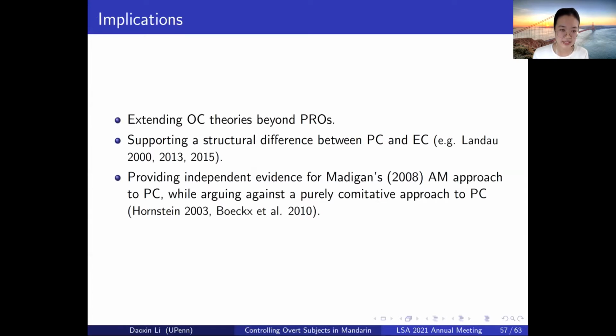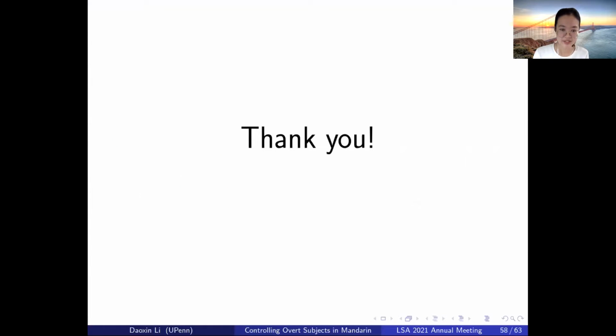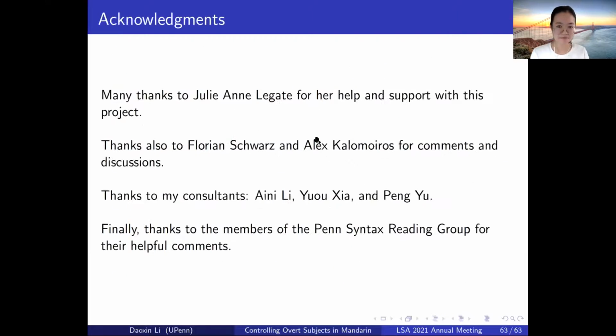So those findings extend obligatory control theories beyond big PRO, since we show that other elements can also be controlled. And we support a structural difference between partial control and exhaustive control and provide independent evidence for the associative morpheme approach to partial control while arguing against a purely commutative approach to partial control. So this is our presentation, and thank you very much for listening.